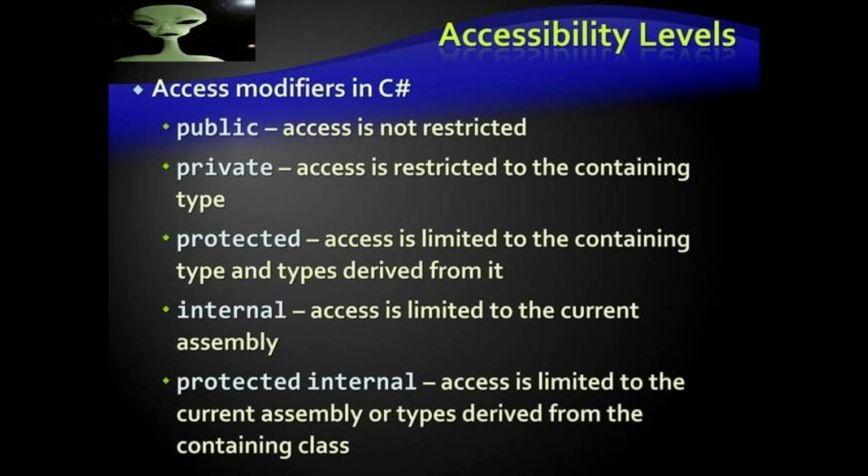So for example, the difference between private and protected is that if you have a private field in mammal, dog may not access that field. Yet if that field is protected in mammal, dog may access it. Internal limits the access to the current assembly. That is similar to a package in other languages. Protected internal limits access to the current assembly or package or types derived from the containing class.